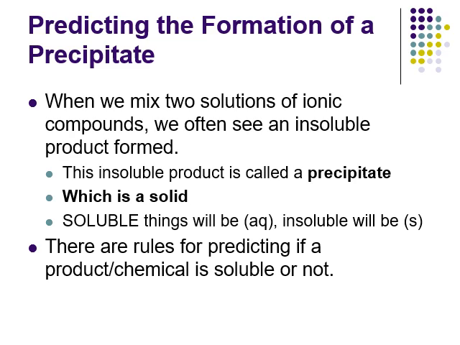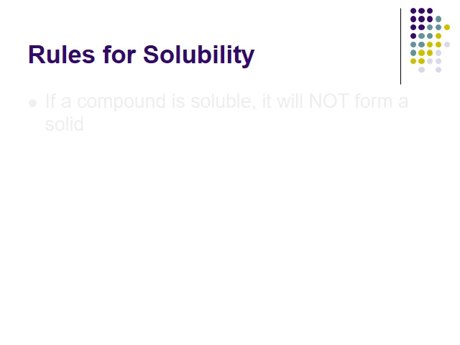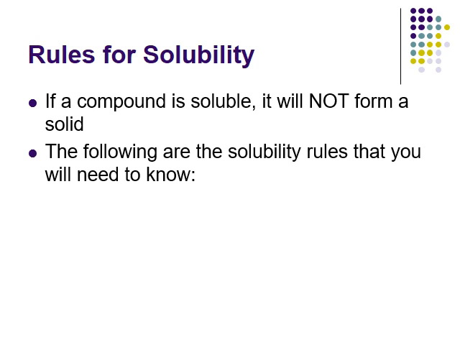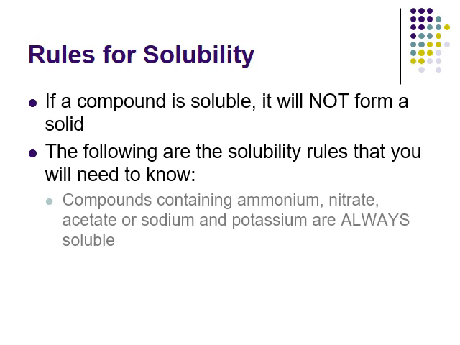There are rules for predicting if a product is soluble or not. They can get kind of complicated, so I'm going to give you a simplified version of these rules. Again, if it's soluble, it will not form a solid, it will be aqueous. Here are the solubility rules I expect you to know. Compounds that contain ammonium, nitrate, acetate, sodium, or potassium will always be soluble. So if your compound contains one of those ions, it will be soluble, which means it will be aqueous. What if your compound does not contain any of those? Well, then it will be a solid.